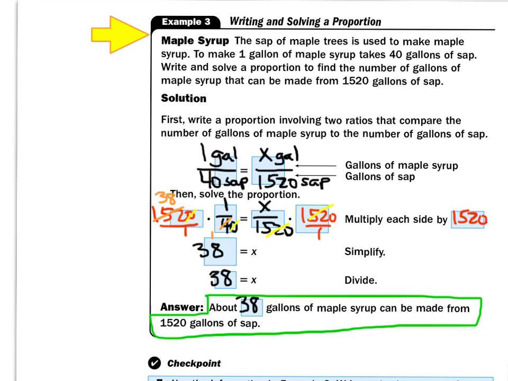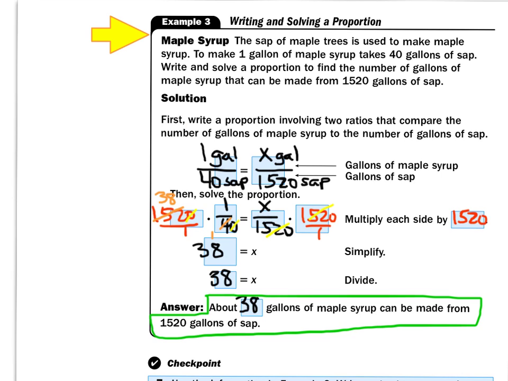Okay, look at example 3 with me. The sap of maple trees is used to make maple syrup. To make 1 gallon of maple syrup, it takes 40 gallons of sap. I did not know that, and now I do. Okay, write and solve a proportion to find the number of gallons of maple syrup that can be made from 1,520 gallons of sap. Okay, so first we have to write a proportion.